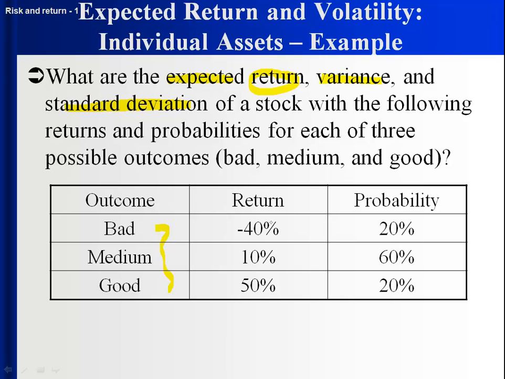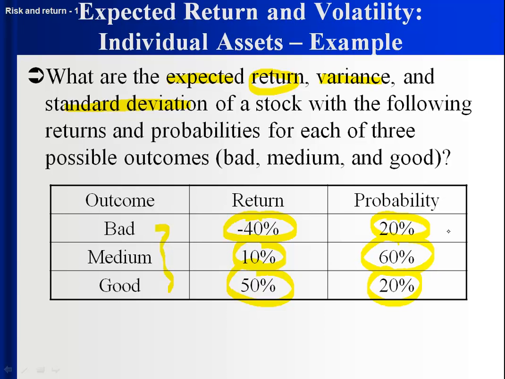If things are bad, the return would be negative 40%, which is pretty bad. Likelihood of that happening is 20%. If things are medium, the return is 10%. Real good chance of that happening, 60% chance. And if things are good, 50% return, which is fantastic, and there's a 20% chance of that happening.